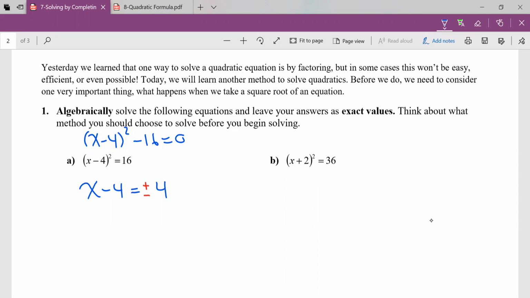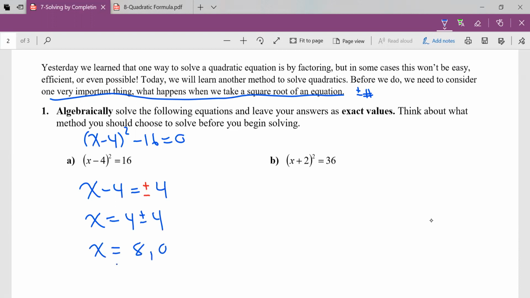So up here I've got, we need to consider one important thing. When we take a square root of an equation, we get a plus and a minus of whatever number we take the square root of. Okay, and so now we can solve. So I'm going to add 4 over, and then we've got our two solutions. It's 4 plus 4 is 8, and 4 minus 4 is 0. And again, if you want to write that in a solution set, there it is.